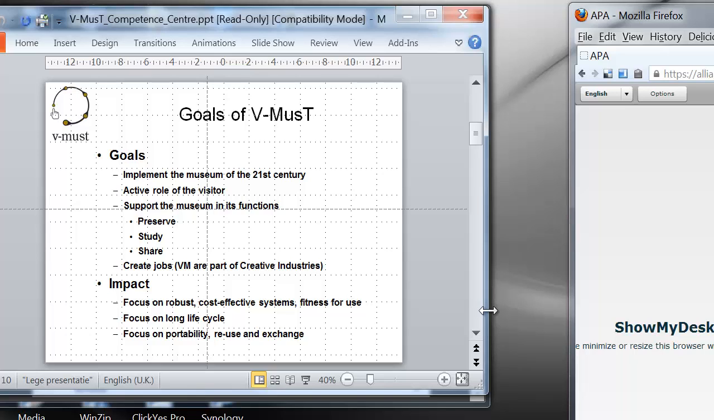So what is V-MUST trying to do? V-MUST is trying to tackle the problem that we use digital technologies today in museums, in cultural heritage, and that most of these things are not stable. So we try, in fact, to improve that and implement a museum of the 21st century. And in such a museum, we see an active role of the visitor, not passively looking at things which are exhibited, but actively working, exploring, interrogating things in a museum.